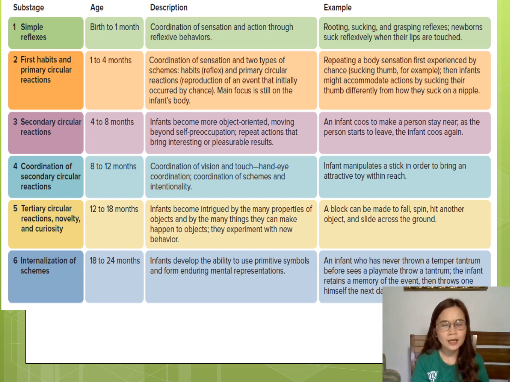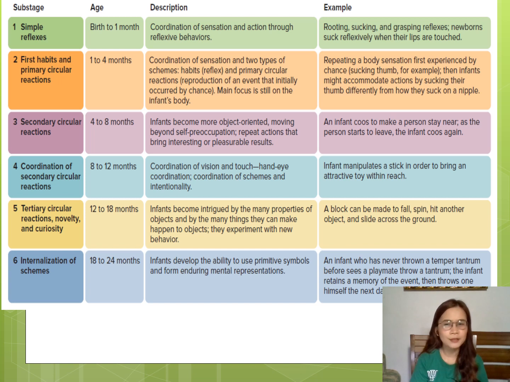Okay, so first, let's try to dissect the sensory motor stage. So, yung sa sensory motor, from the words senses and motor, kino-coordinate muna yung ating sensory experience by movement, no, by actions. Ayan. And then, sa sensory motor, merong 6 na sub-stage. So, simple reflexes muna. Yan, gamit yung sensation and action through reflexive behavior. Example niyan, yung rooting, sucking, grasping, di ba?